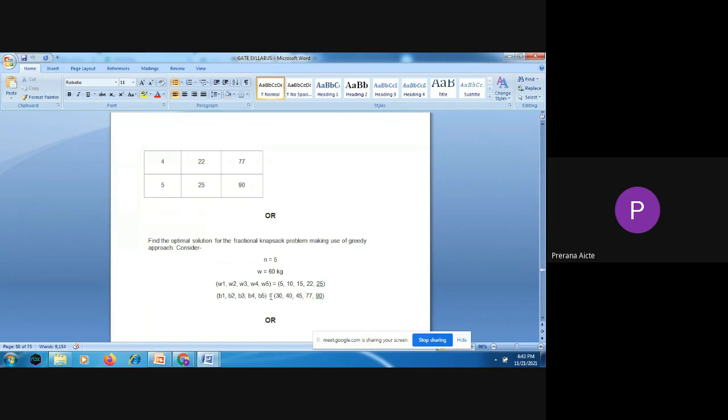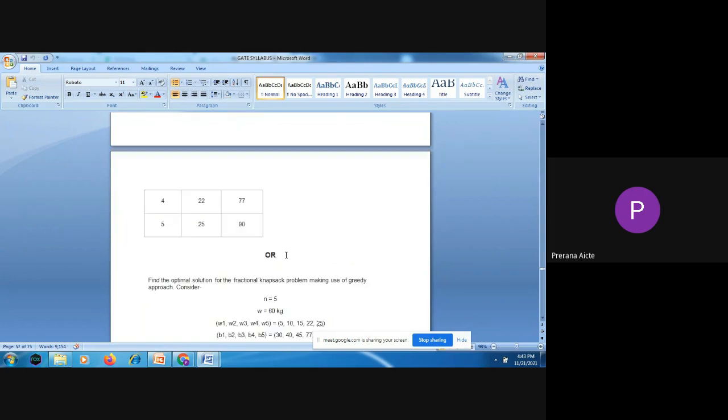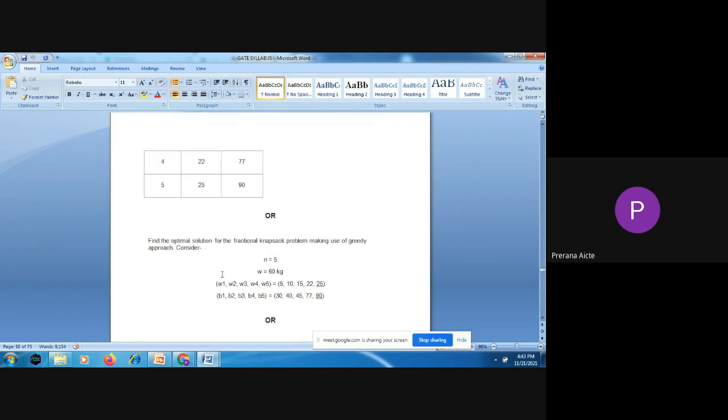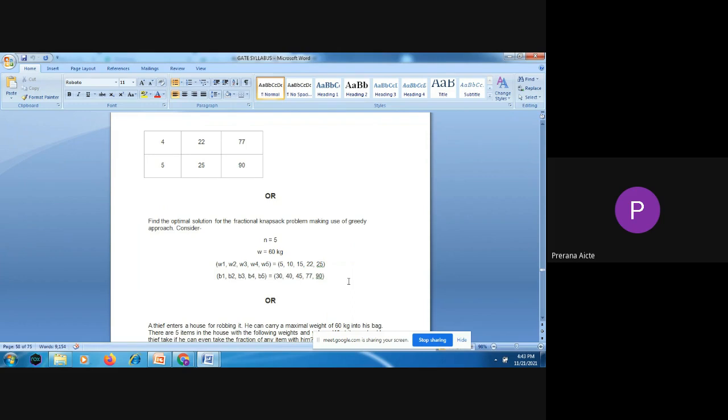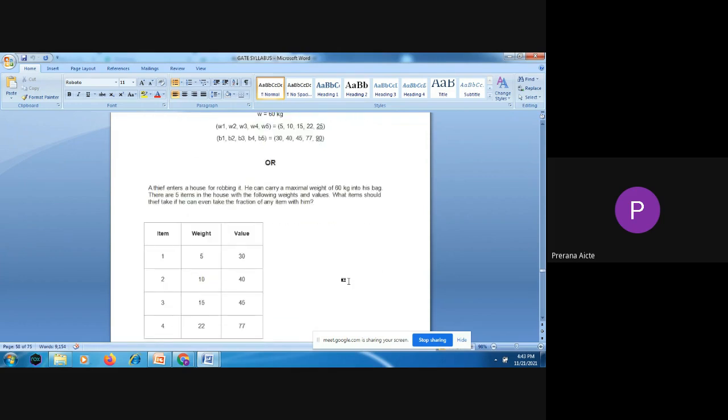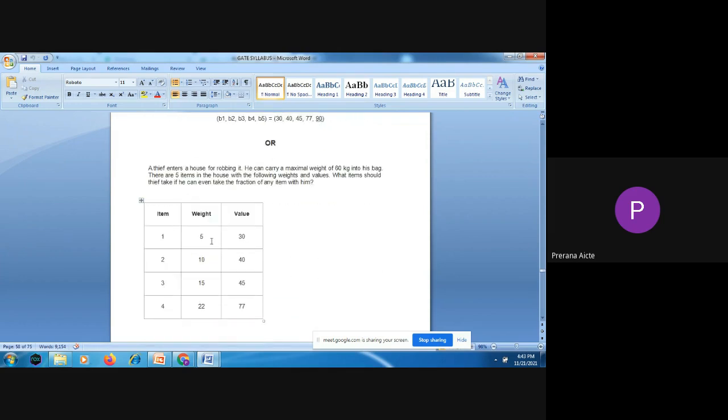So for example, here n equal to 5 objects has been given, and the knapsack capacity is 60, and its respective weights as well as profits have been given. Among all these, you have to find the profit by weight ratio. For the first object, the profit is 30 and its weight is 5. 30 divided by 5 is 6.